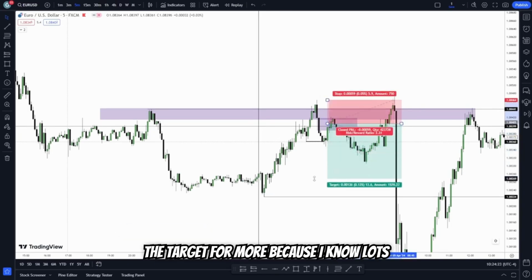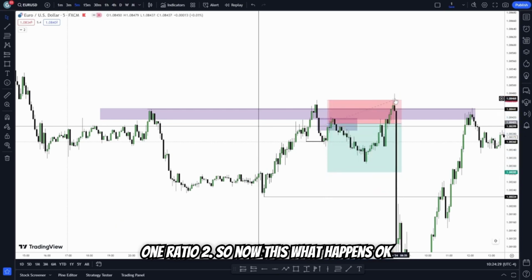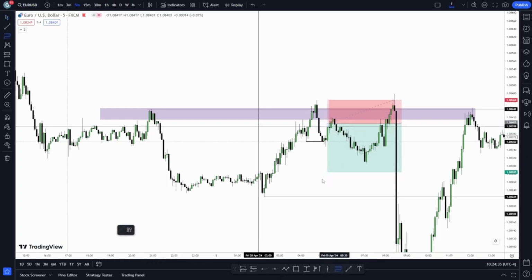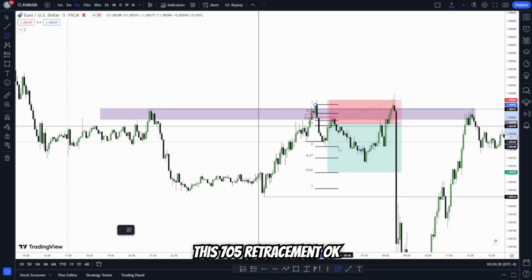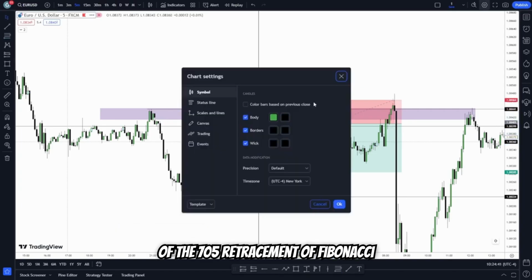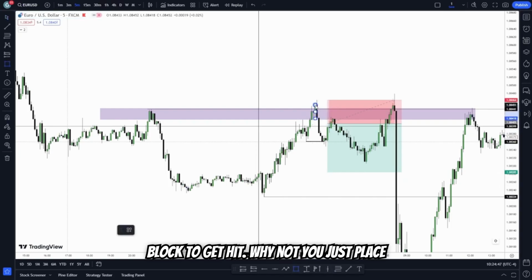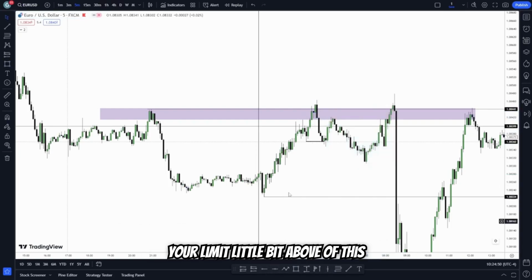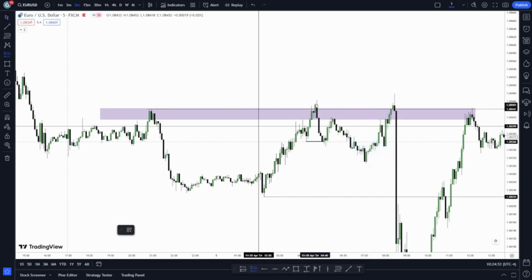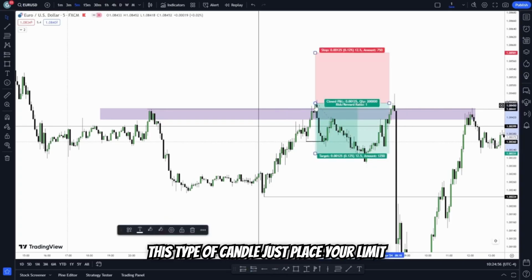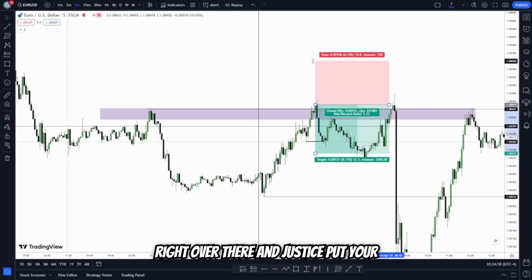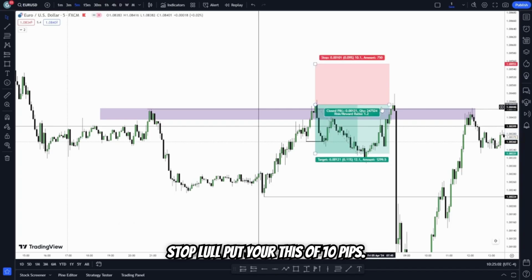But if they target for more, because I know lots of traders want 1:3 or 1:2, now this is what happens. Instead of waiting for a fair value gap, the 705 Fibonacci retracement, or for the order block to get hit, why not just place your limit a little bit above this swing high? When you see this type of candle, just place your limit right over there and put your stop loss at 10 pips.